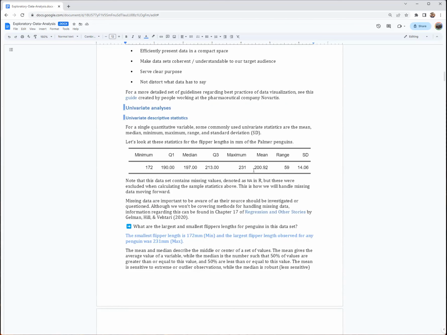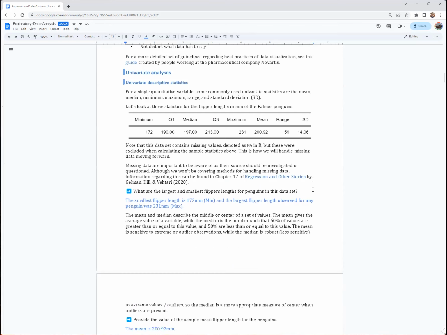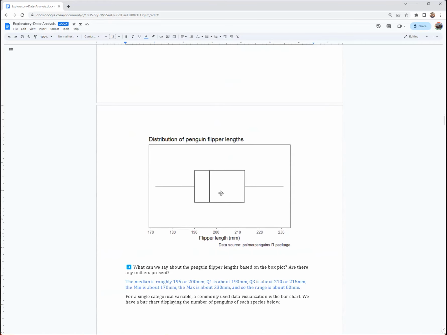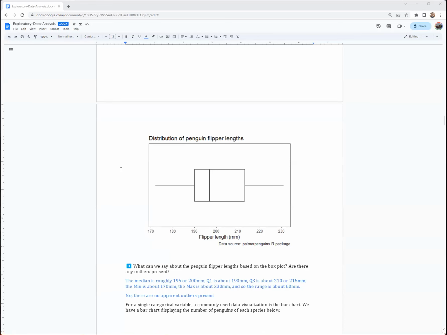Yep, the range is about 60. We had the max being 230 and the min being 170. Okay, so roughly correct. We have to eyeball it somewhat from the box plot, but the box plot communicates a lot of those values to us here. So it gives a lot of good summary statistics in a graphical representation. Okay. Are there any outliers present? So we'll say no, there are no apparent outliers present. All right.